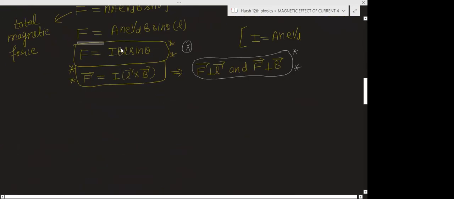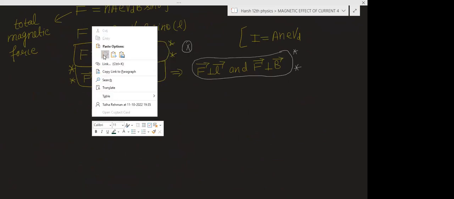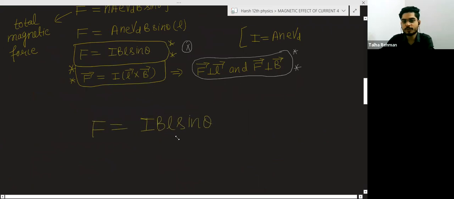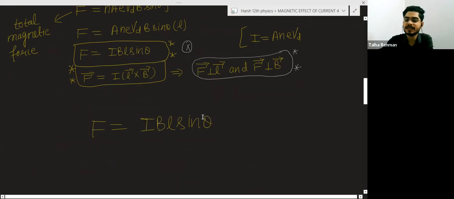IBL sine theta. So what is the thing? When you place a conductor carrying a current in the magnetic field, there will be a force on that conductor. That force is given by current, magnetic field, length, and sine theta. Why am I telling this? Because I will use this result in the next derivation.